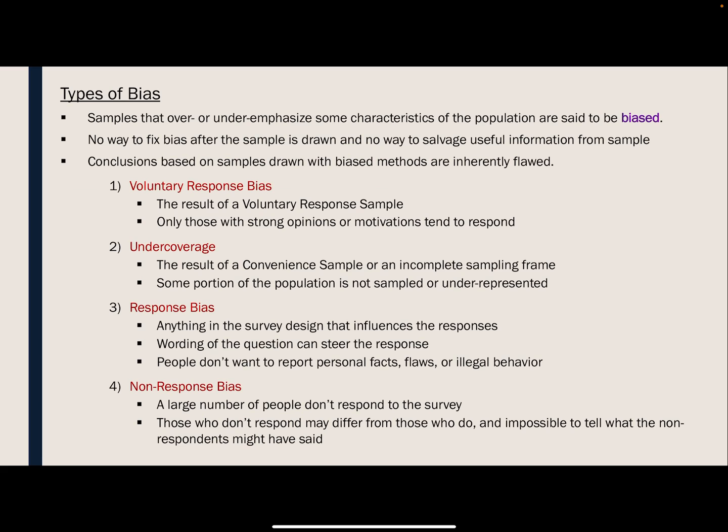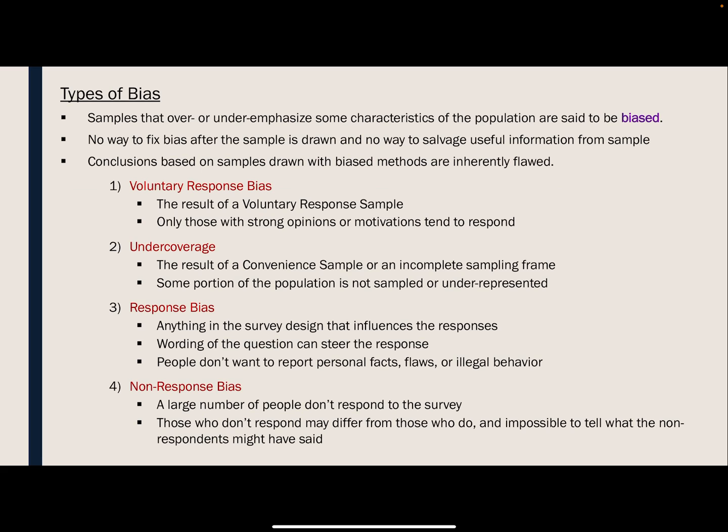You could think about the wording of a question. If the wording of a question tries to steer a person towards a certain response, then that's also a response bias. You also want to keep in mind that people don't usually want to talk about their personal facts or flaws or any illegal behavior that they've done, so there might be a response bias there.